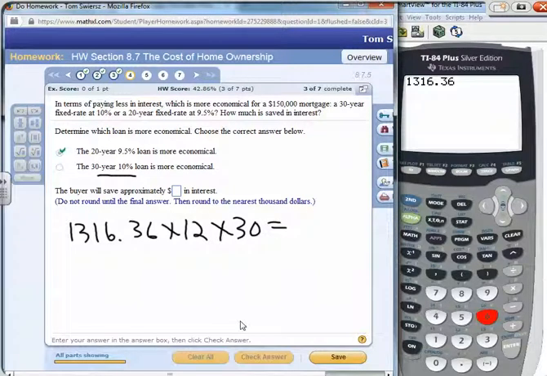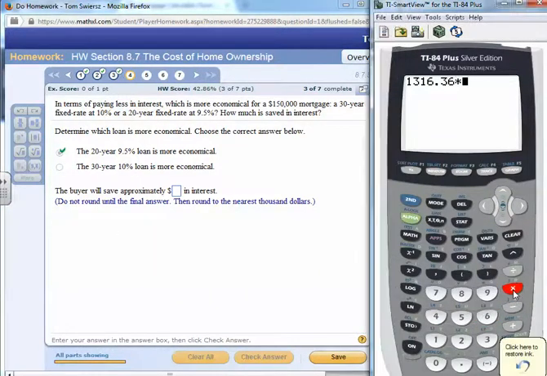So we already have $1,316.36 in the calculator. We'll times by 12 times by 30 for 30 years, and we get $473,889.60. Now we're going to do the 20-year loan at 9.5%.